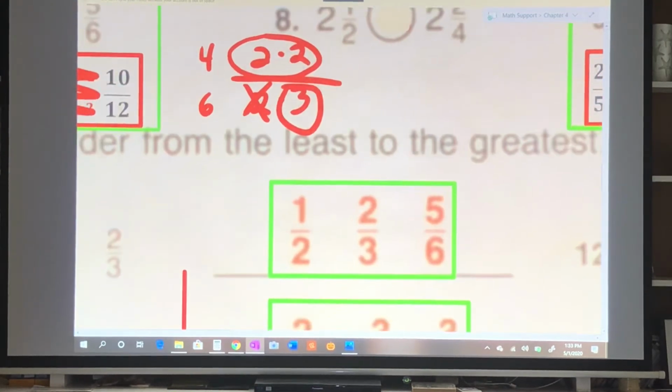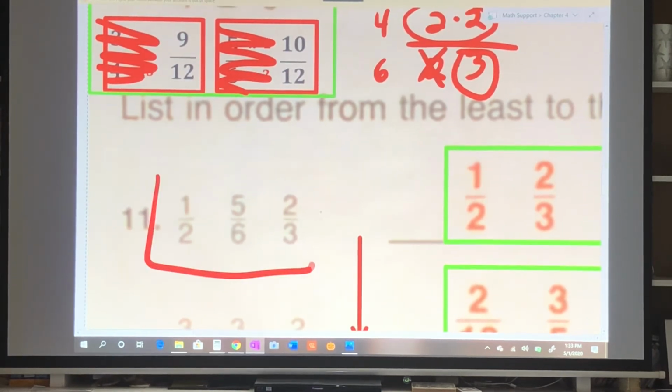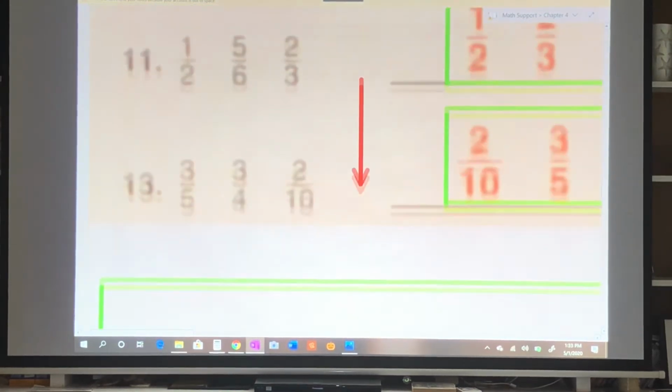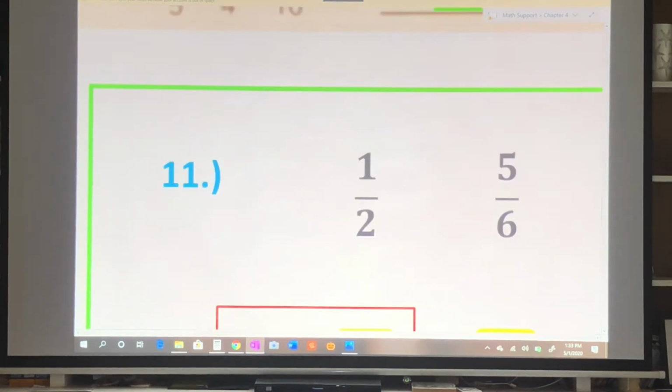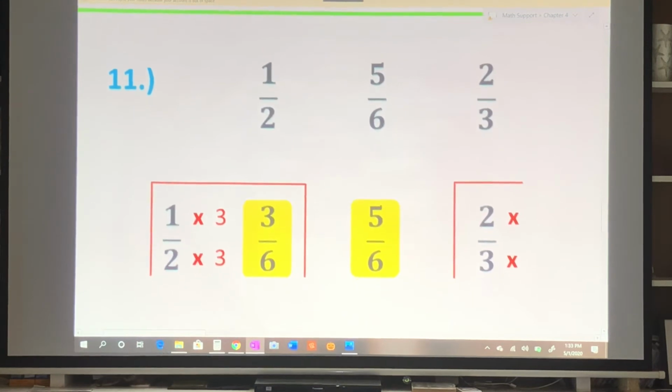Okay, number 11. Look at that. List in order from least to greatest. Okay. That's, oh, there's an arrow here. Oh, that could be kind of good, maybe. Follow the yellow brick road. Okay, look what we got here.